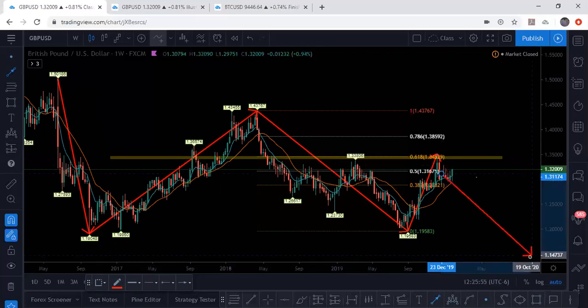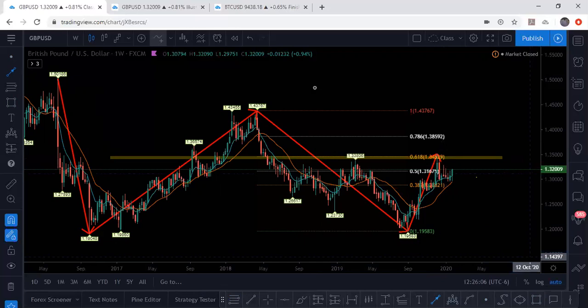But we can't just go off that. The other things we're going to look at are the candlestick pattern, what kind of candle it is, and what else is happening on a lower time frame. But we already see this. The price of GBP USD is just around the resistance, this 0.618 resistance from the previous high of April 2018 on the weekly time frame. Let me know if you're following so far.